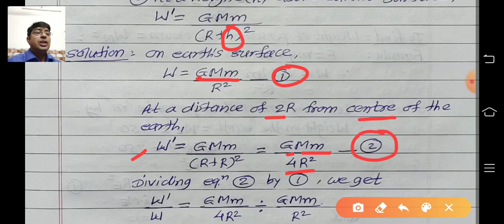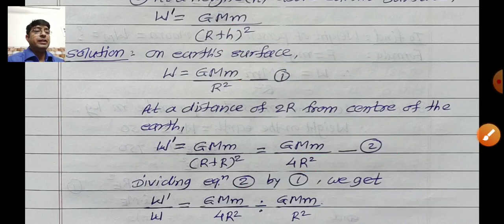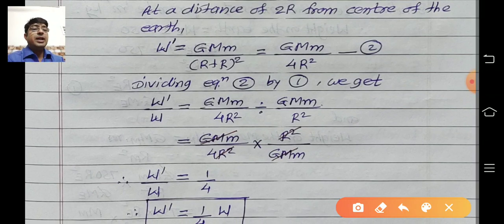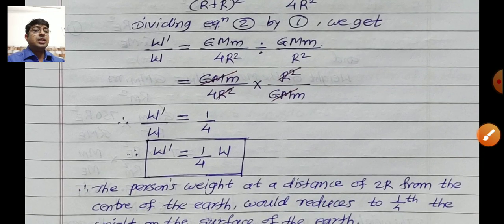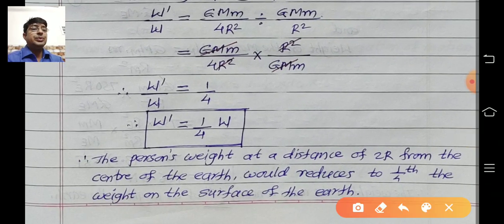Equation number 2. Dividing equation 2 by 1, we get W dash upon W is equal to, divide like this. Instead of division, we multiply, so interchanging the numerator and denominator. So r square cancels here, GMm cancels, and only 1 upon 4 remains. On the left hand side, check that W dash is equal to 1 upon 4 multiplied by W. W means the weight on the earth.